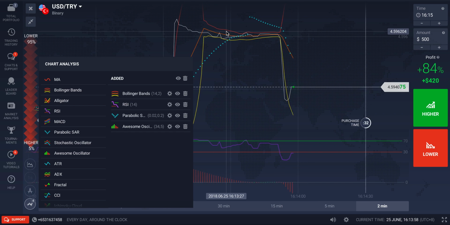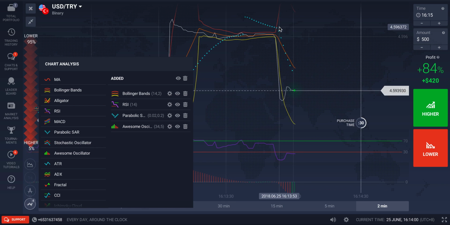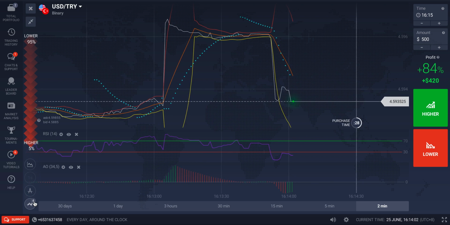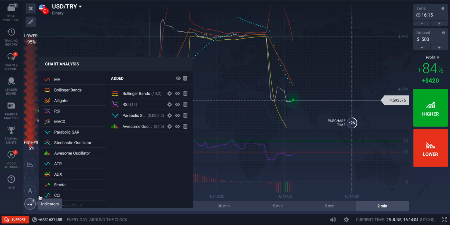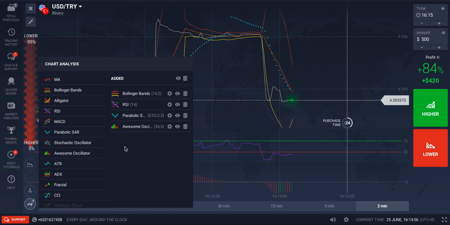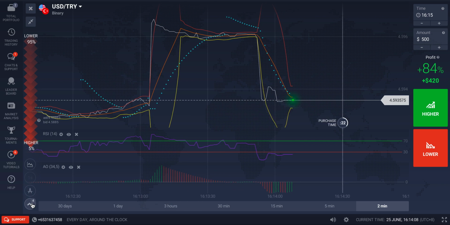Now, if you're new to the IQ Option platform, all of this is available for free. All you've got to do is click on this indicator thing here, select the indicators that you want, and they pop up right here on the right.